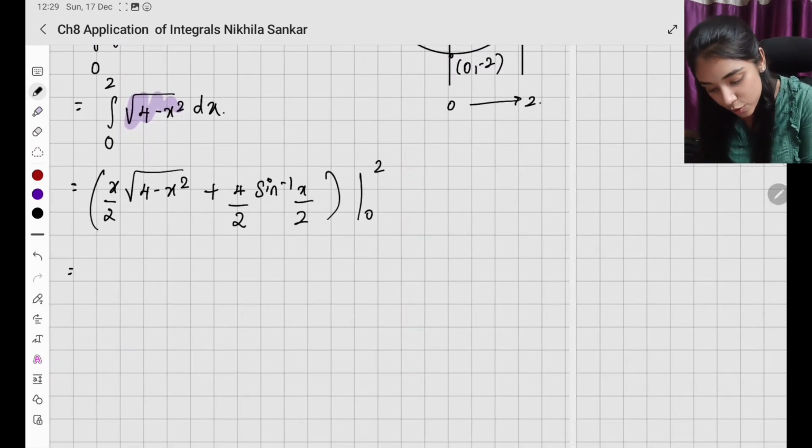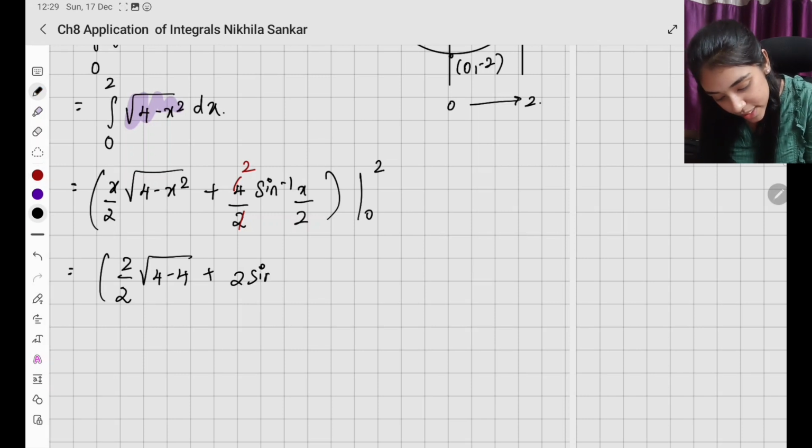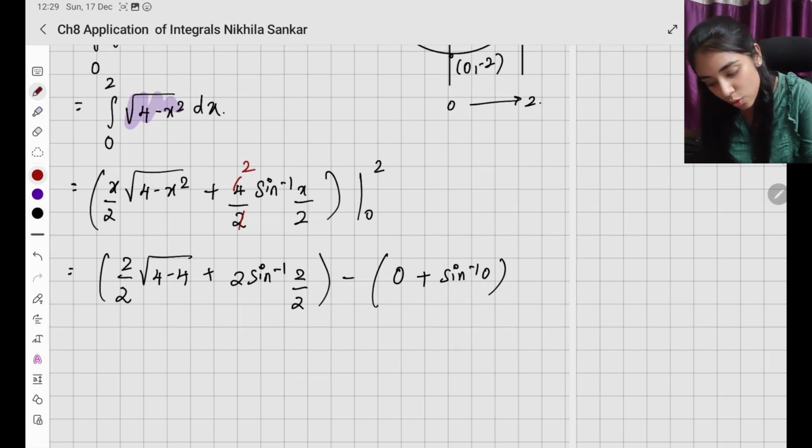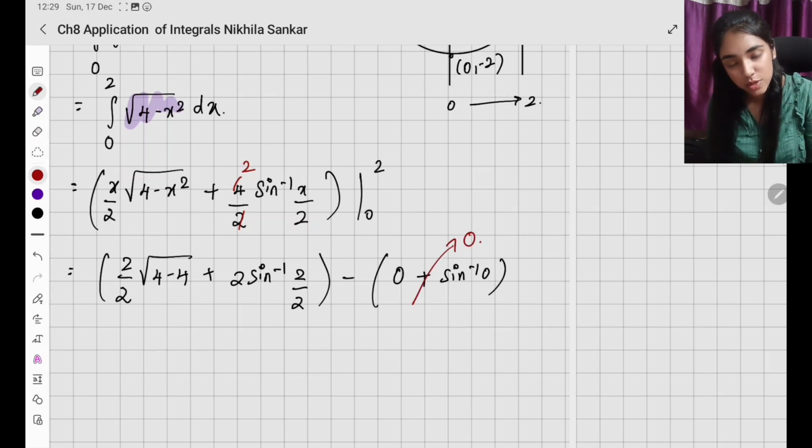When I substitute, it is going to be 2 by 2 square root of 4 minus 4 plus 4 by 2 times sine inverse of 2 by 2. This is upper limit minus lower limit, we know. So this is going to be 0 plus sine inverse of 0, which is 0 again. So this whole term becomes 0 always. The second term is always 0.